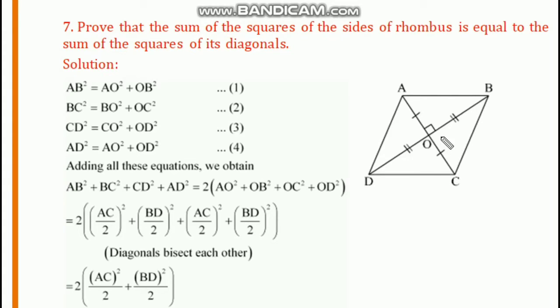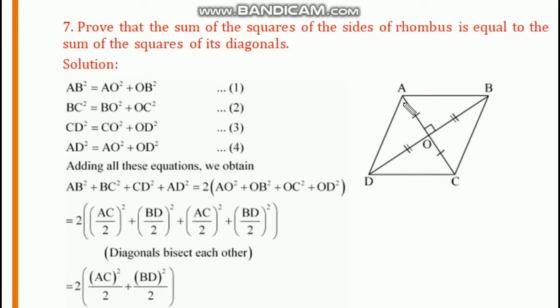Already we know the properties of a rhombus. The diagonals are bisecting each other at a right angle. So that is one of the properties of a rhombus, and here we are going to apply it. Given: the sum of squares of sides equals the sum of squares of their diagonals.